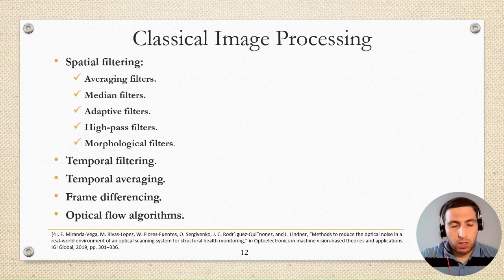Now we will move to temporal filtering, which includes Kalman filtering, which tackles feature points in videos by leveraging temporal correlations. Temporal averaging reduces video noise. Frame differencing highlights structural changes, but it is noise sensitive. And finally, optical flow algorithms estimate pixel motion for displacement measurement, but they are computationally demanding and noise sensitive.